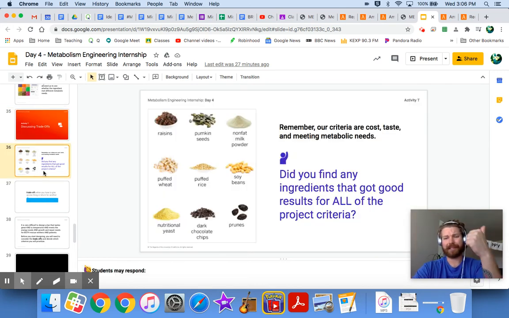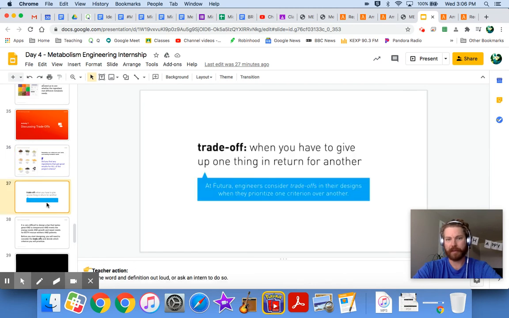We want our bar to taste delicious. We want our bar to not cost very much. And we want our bar to meet all the metabolic needs of all the people that we can. Well, you're probably not going to find the perfect recipe that does all of those things. Unfortunately, we have to consider trade-offs. And we are going to have to give up one thing for another. Maybe we focus on taste. Maybe we focus on cost. Maybe we do try to focus on all of them, but we know that we can't get all of them to the exact level that we want.